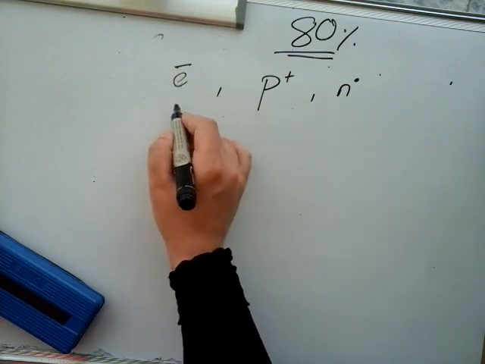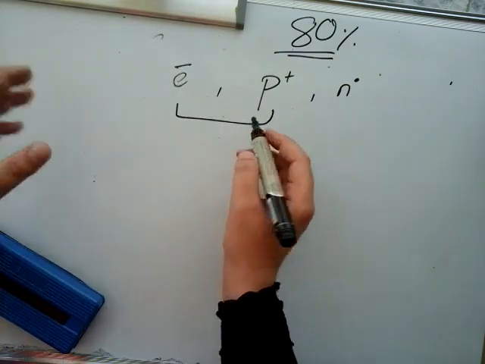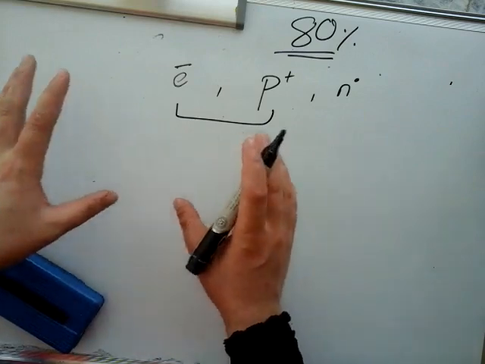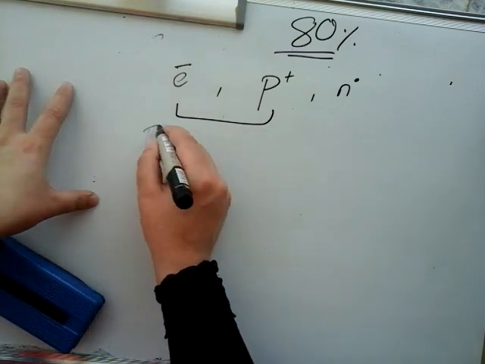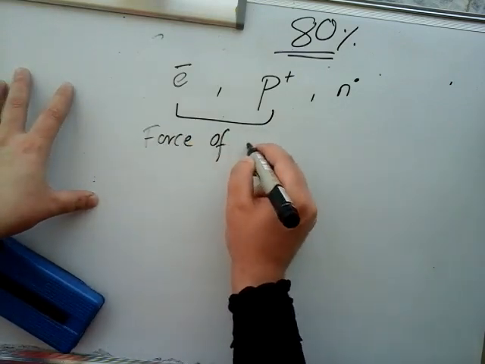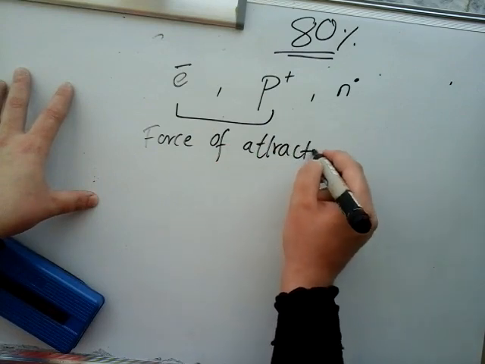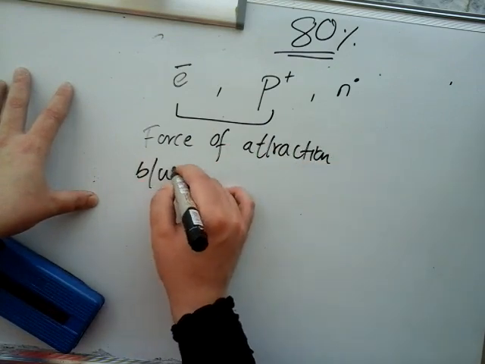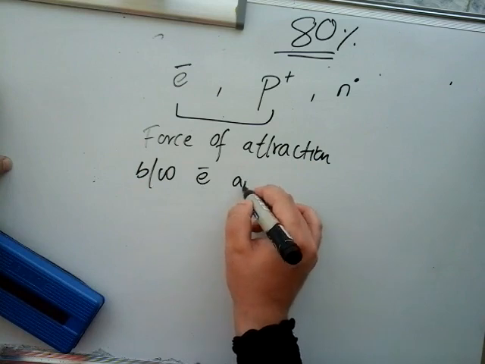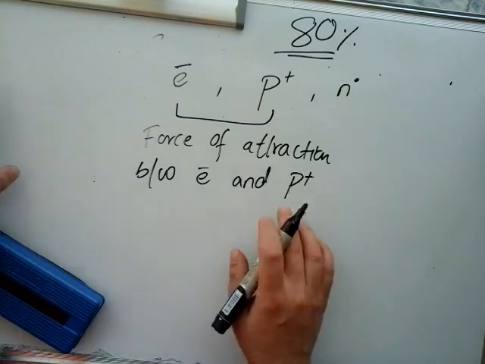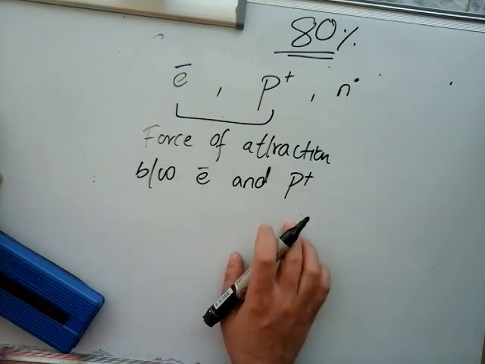So there is a force of attraction. We know that negative charge and positive charge attract each other. So there is a force of attraction between electron and proton. Why force of attraction? Because both charges are oppositely charged.